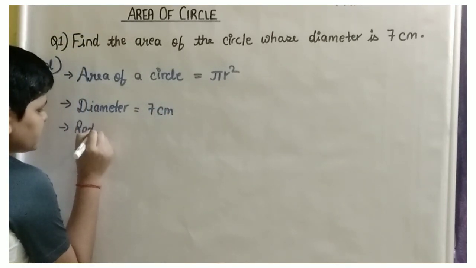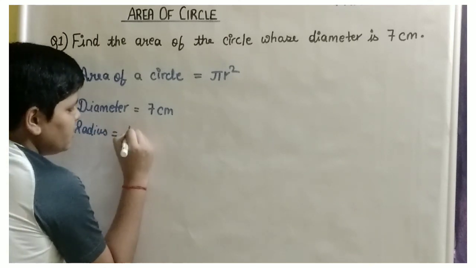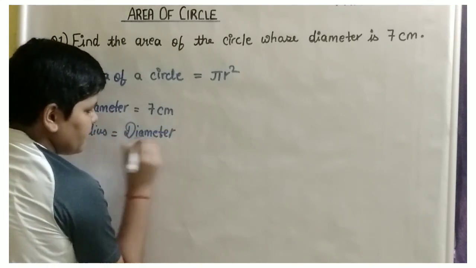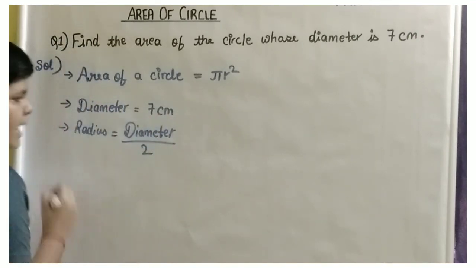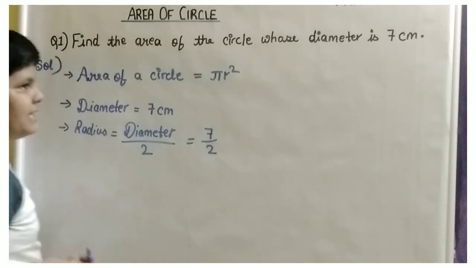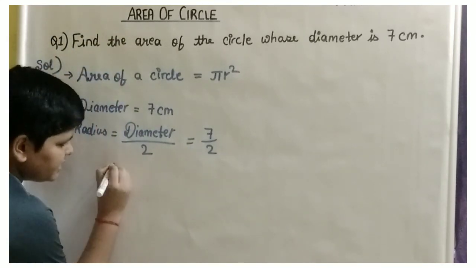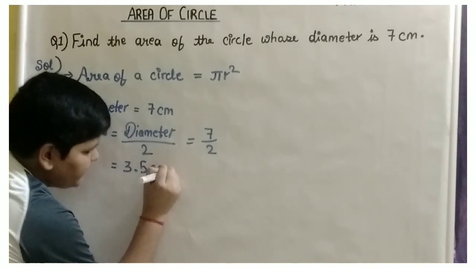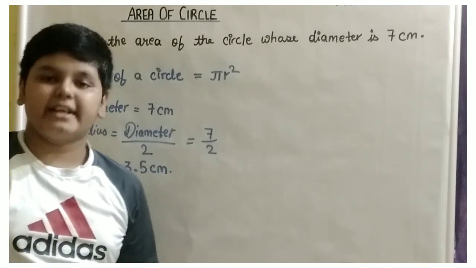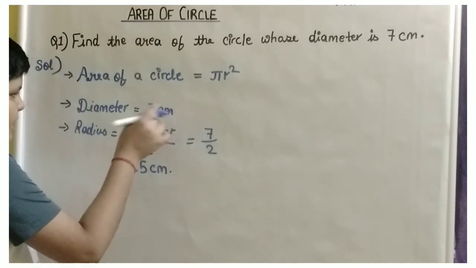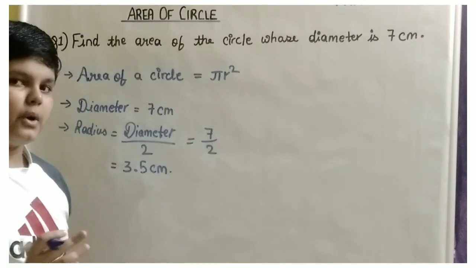So radius is equal to diameter by 2. What is the diameter over here? It is 7 divided by 2. So the radius is equal to 3.5 centimeter. Now we got the radius value as 3.5 centimeter. Now we know the radius value, we know the pi value. Now let us try to solve it.